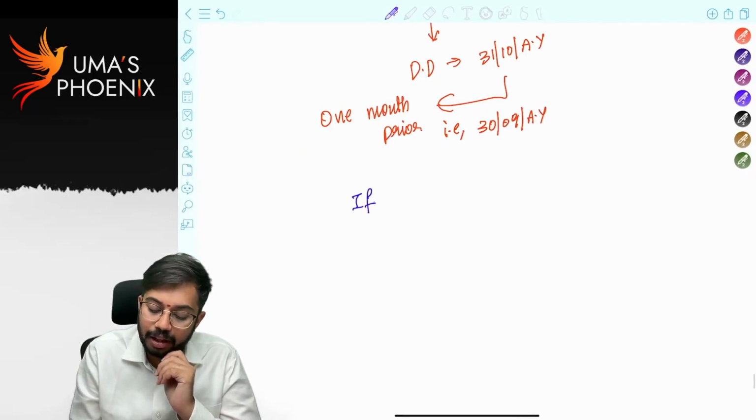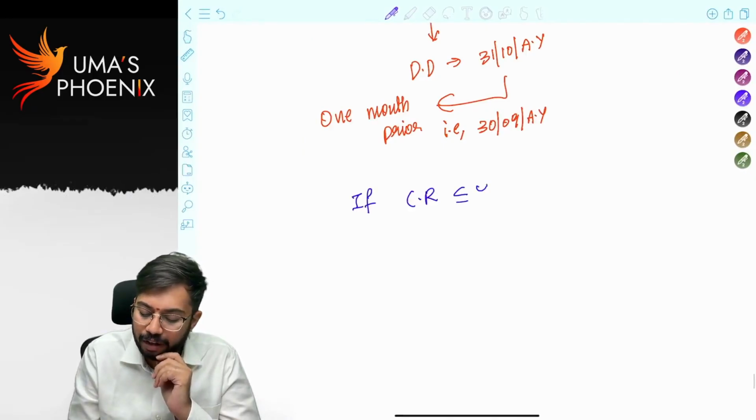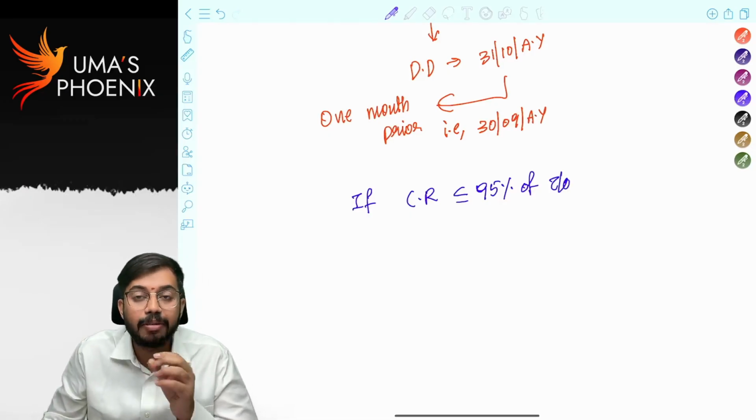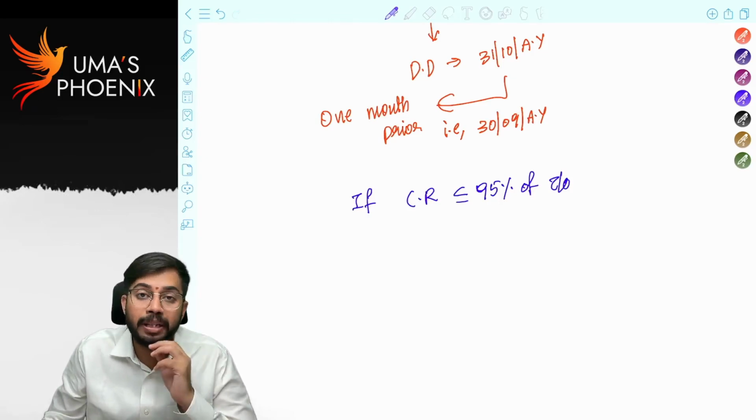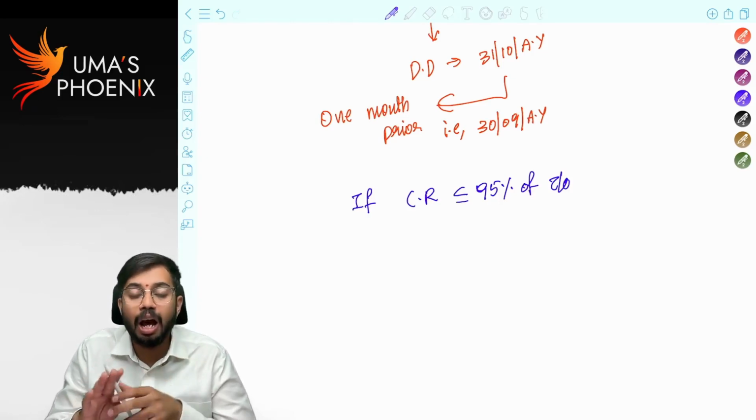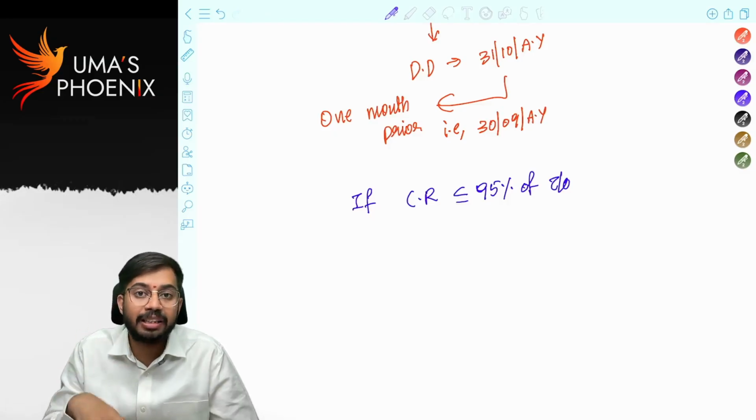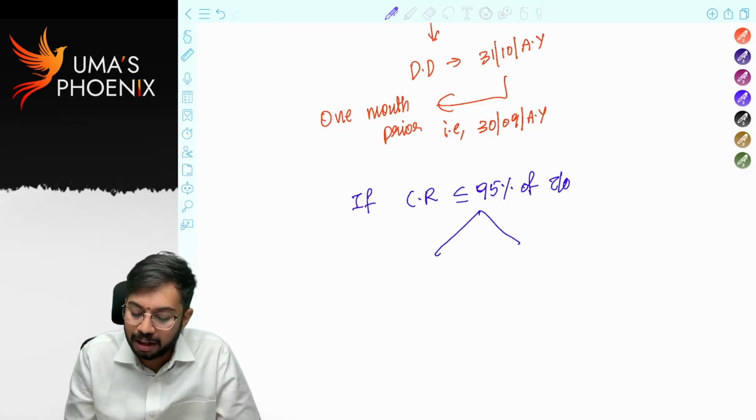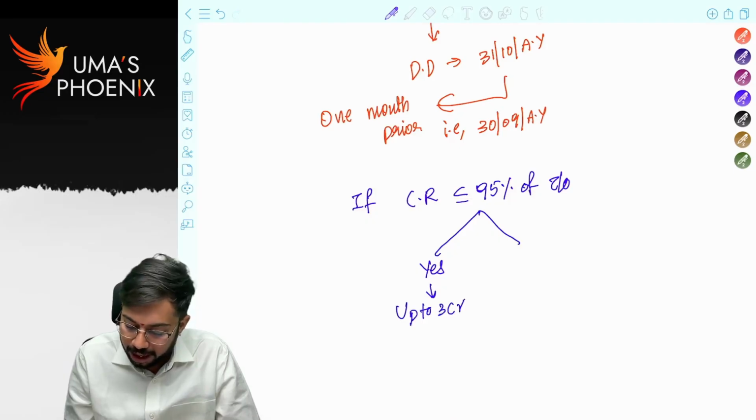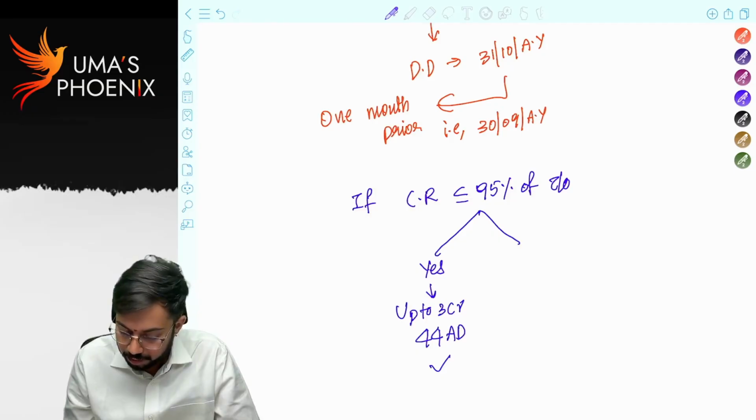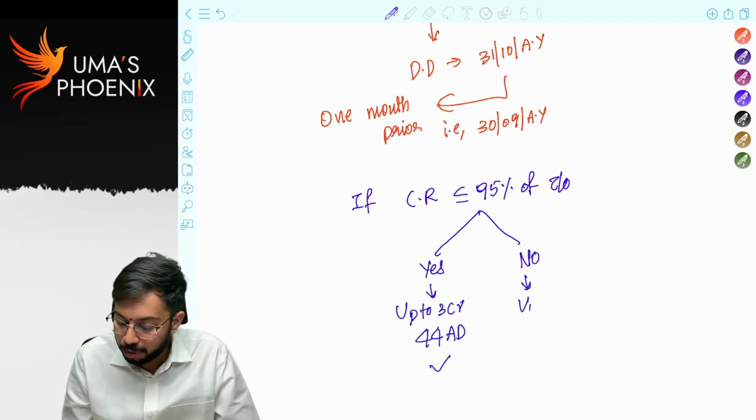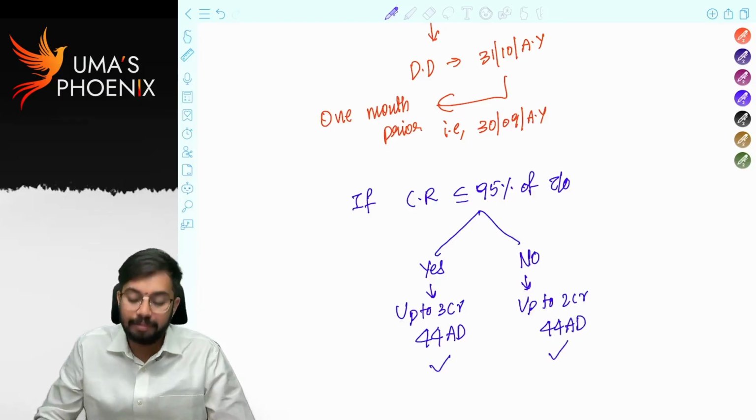If cash receipts are less than or equal to 95% of total receipts, 95% of turnover, in such a case, up to 3 crore rupees 44AD can be chosen. Generally, up to 2 crore rupees turnover only 44AD can be chosen. However, if cash receipts are less than or equal to 95% of total receipts, if answer to this question is yes, then up to 3 crore rupees 44AD can be chosen. If answer to this question is no, then up to 2 crore rupees only 44AD can be chosen. Is it clear?